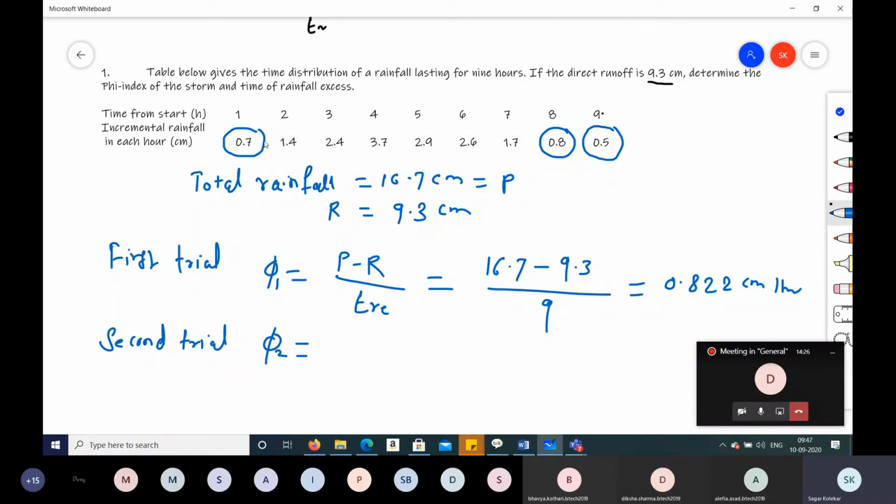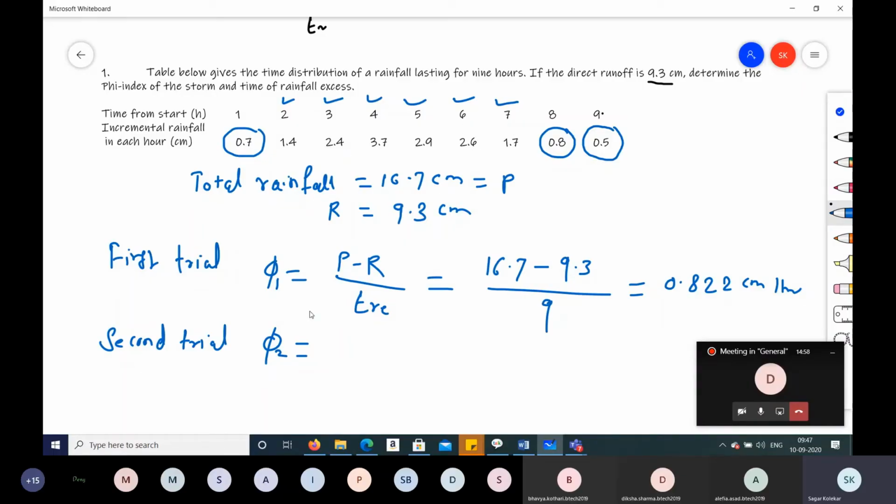Okay, let us go step by step. We need to consider only the rainfall excess, correct? And what are the rainfall excess hours? This one, this one, this one, this one, and this one. So how many hours are there? 6. So that's why we should take 6 only. And you should calculate the precipitation for these respective hours only.